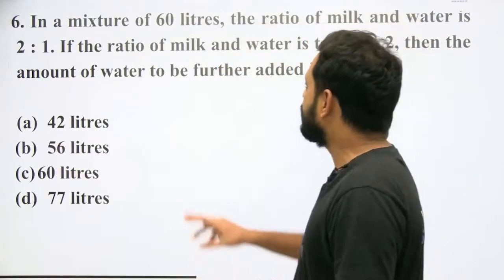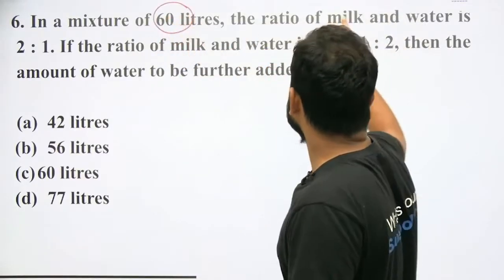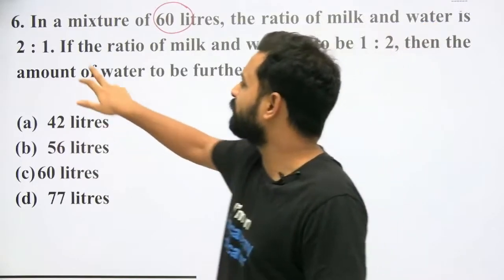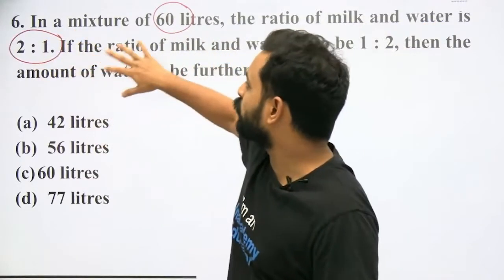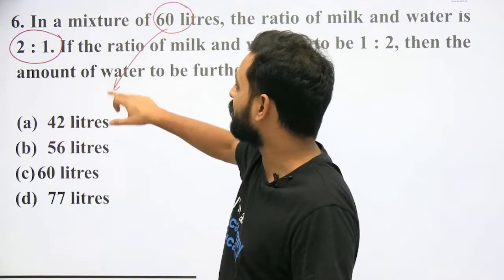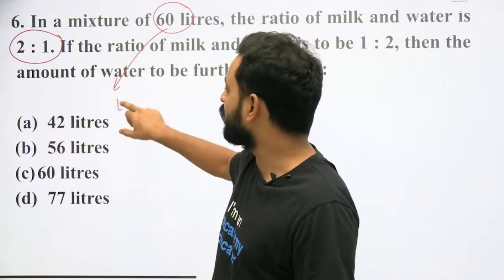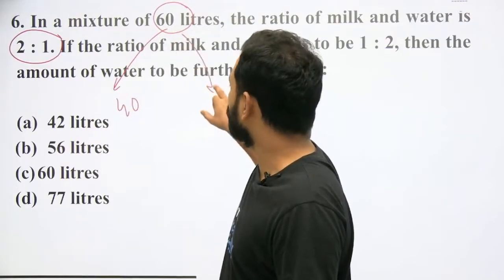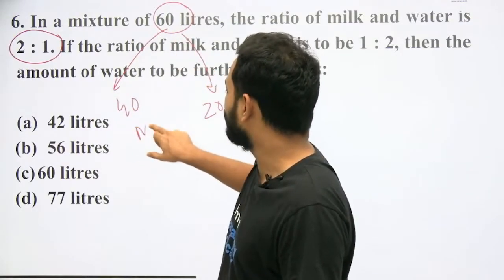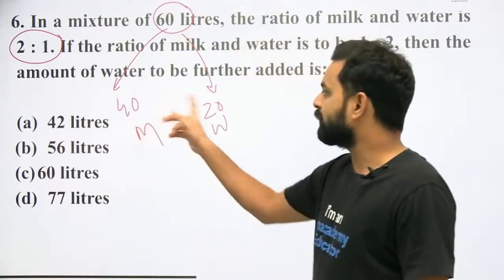In a mixture of 60 liters, the ratio of milk and water is 2:1. As soon as it says 2:1, that means 3 is 60, so 2 is 40 and 1 is 20. So this is milk and this is water, right?